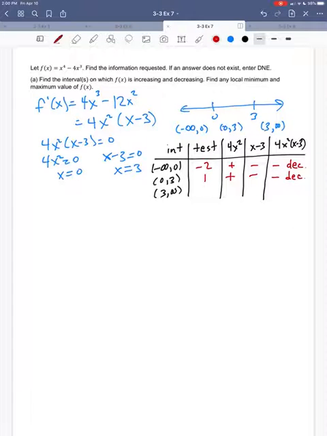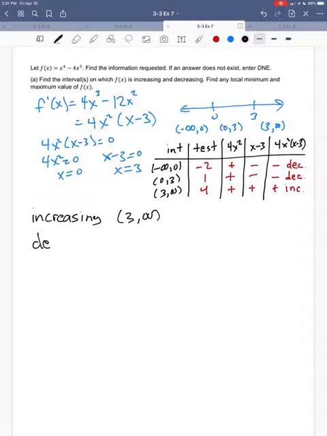And finally, from 3 to infinity, I could pick 4. 4 times 4 squared is positive. 4 minus 3 is positive. Positive times positive is positive. So my function would be increasing there. So I'm supposed to be saying, where is my function increasing? Where is it decreasing? Well, I found that it's increasing. That's where the derivative is positive. So that's from 3 to infinity.